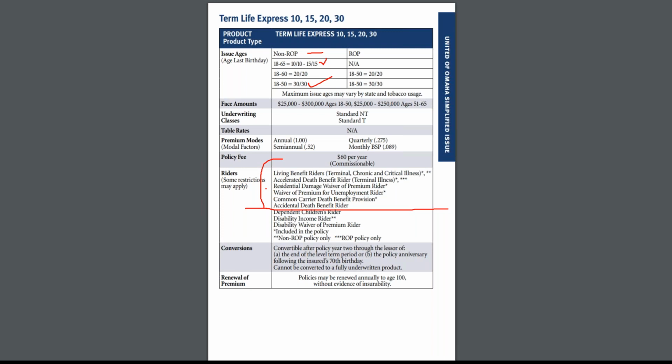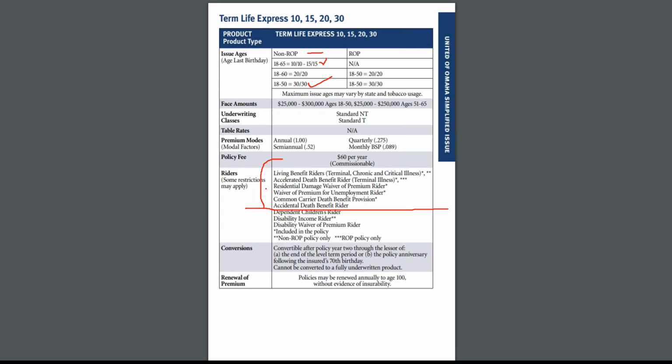This is typically for your healthy younger people that are working, and this waiver of premium means if they have a regular job, W-2, they're an employee, and they get laid off, there's a waiver of premium that will waive their premium up to, I believe, 6 months, and there's no charge for that.